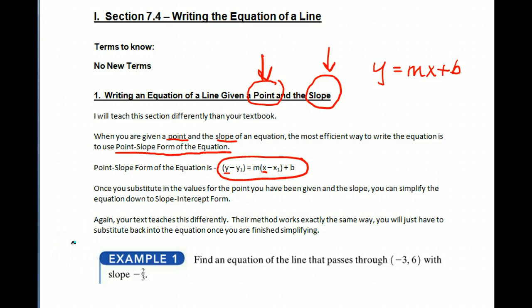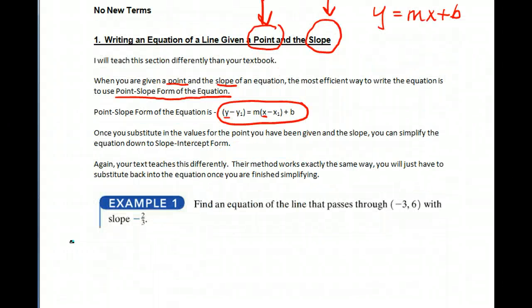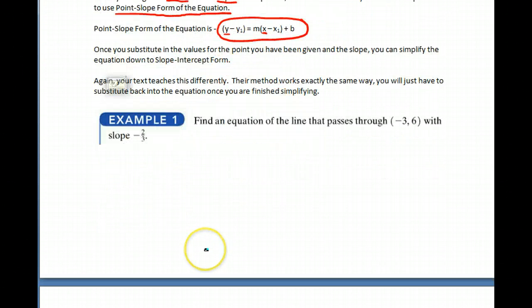Again, your text teaches this differently. Their method works exactly the same way, but you're just going to have to substitute back into the equation once you're finished simplifying. My method doesn't require any substituting. We're just going to plug those points in and simplify right there. We don't have to do 2 steps, whereas theirs is kind of like a 2-step process. So let's take a look at example 1.